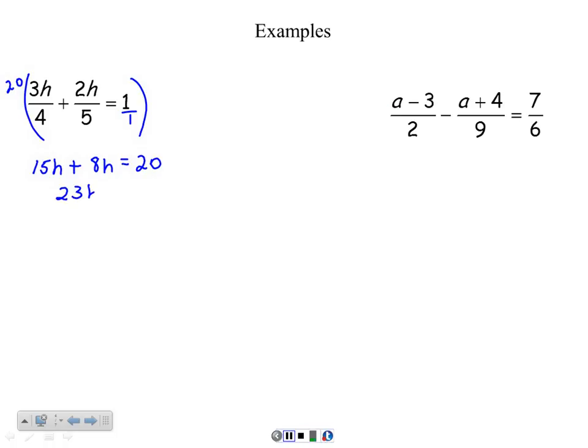So we're going to have 23h is equal to 20. Now I need to let my coefficient go to 1, so we're going to divide by 23. And so we're going to get h is equal to 20 over 23.